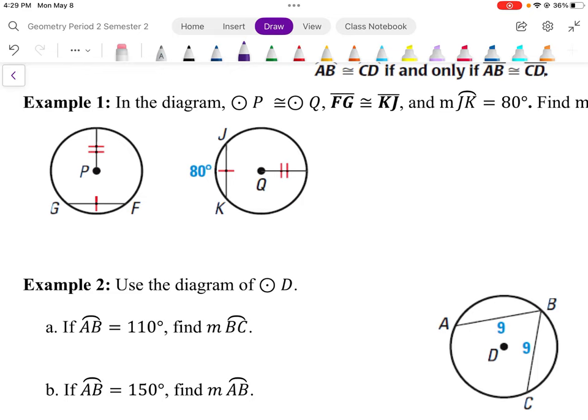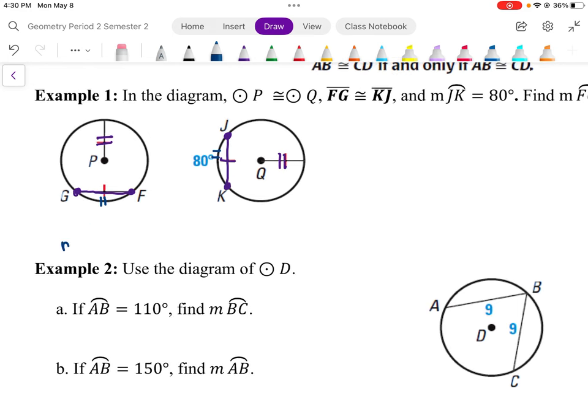This also works if you have two circles that are congruent, and we know they're congruent if the radii are the same. So in these two circles, JK is going to be congruent to GF. Because they're congruent, the two arcs that those cut off have to be the same. So because JK has a measure of 80 degrees, GF is also going to have a measure of 80 degrees.